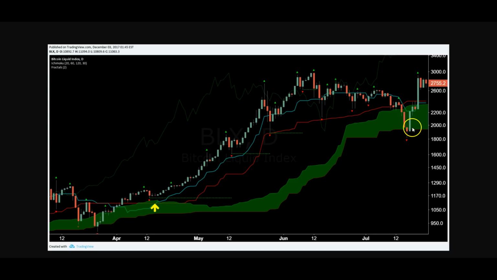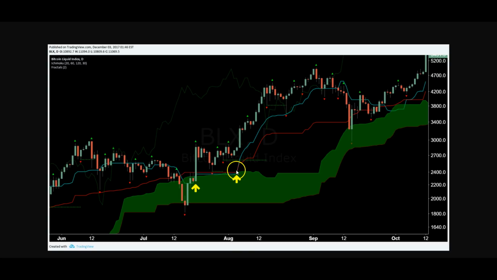Let's go through another example. So again, maybe you're in on this Kumo breakout. Maybe you're in on this TK cross, whatever it is. Your stops are either here, here, or here. In any case, perfectly fine. You're just holding, moving the stop up. You're not getting faked out at any point here.